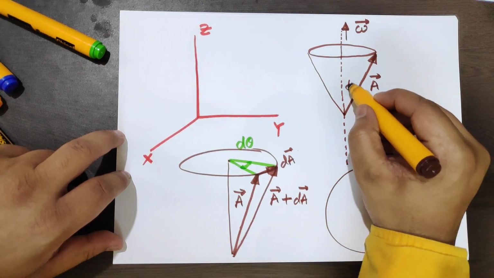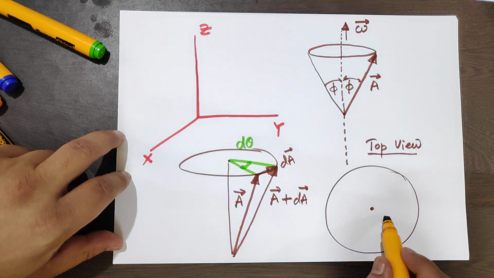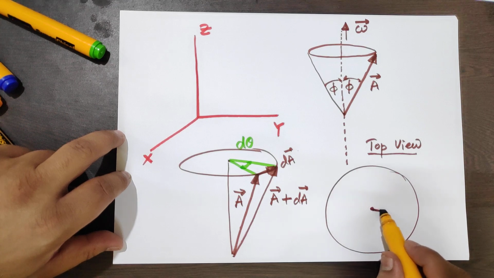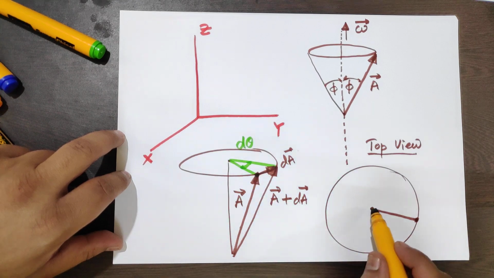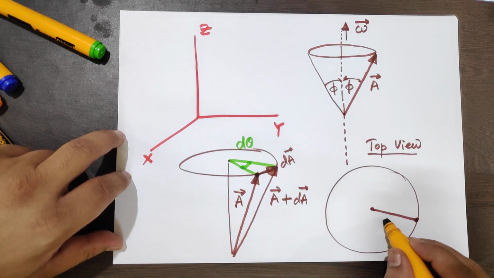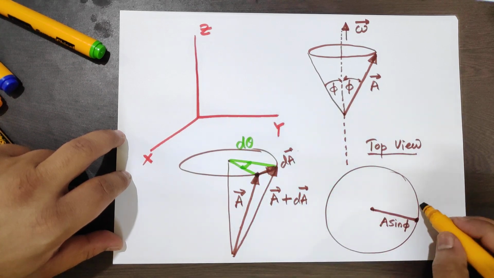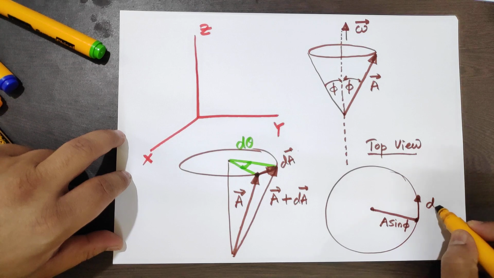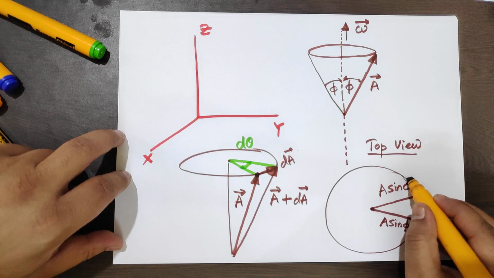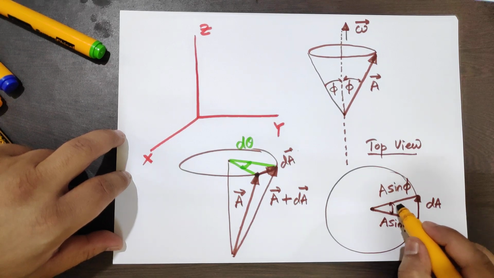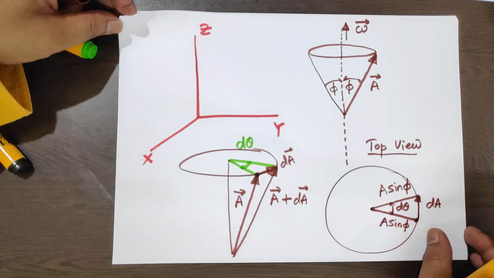Suppose this angle is phi, the semi vertical angle of the cone. Here you see this point is the tip of this vector A, right? So how about this length? This length is A sine phi, and this is a vector dA. That's also A sine phi because the magnitude doesn't change, and this angle happens to be d theta. So what about dA? What is the magnitude of dA?